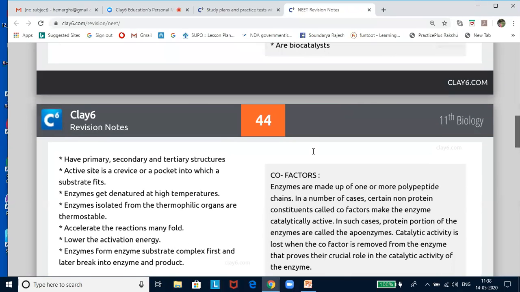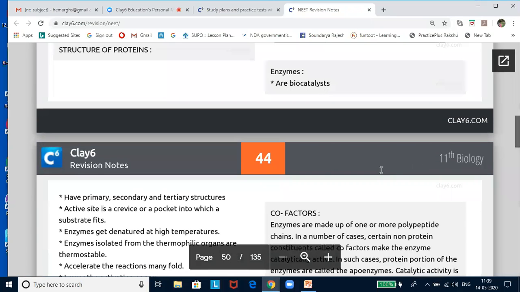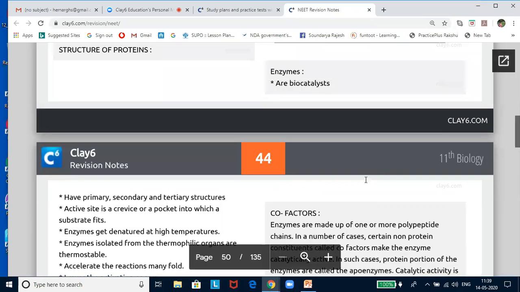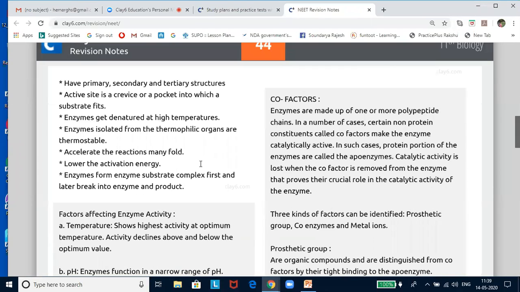Now this is very, very important, and it is also very crucial that you learn more about enzyme reactions because most of the questions asked are from this part. Now you know enzymes are nothing but biocatalysts. They have primary, secondary and tertiary structures because most of the enzymes are proteins, but all proteins are not enzymes. That you have to understand. The active site is a crevice or a pocket into which a substrate will fit, just like a lock and key.